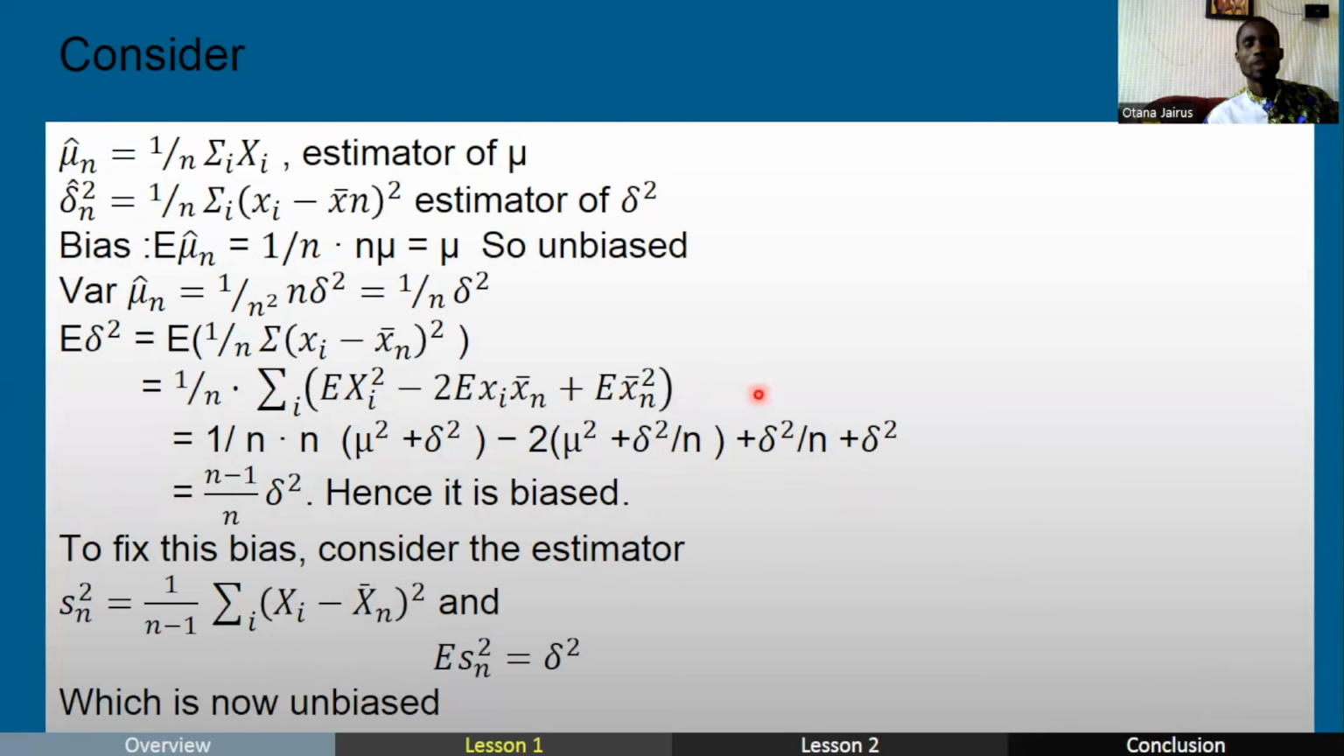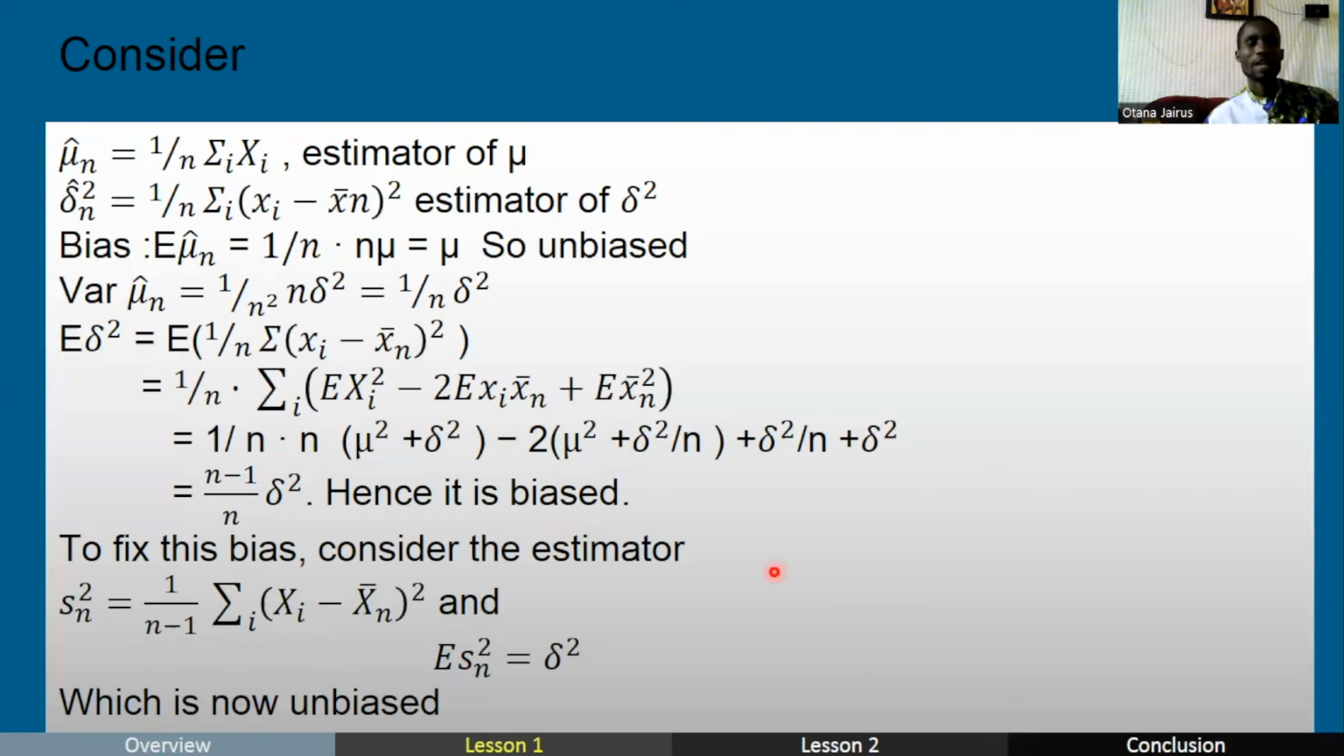Hence it is biased. So in your own time, you can begin from this point, taking all your time, and try to compute and find this expression. At the end of the day, you find that n minus 1 over n sigma squared is the expectation of the sigma squared, okay? So it means that it is biased. So we want to fix this bias.